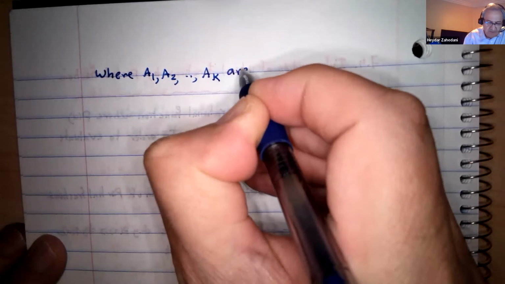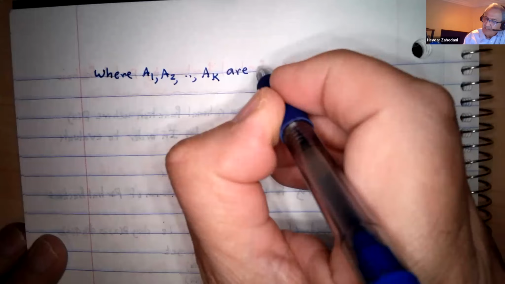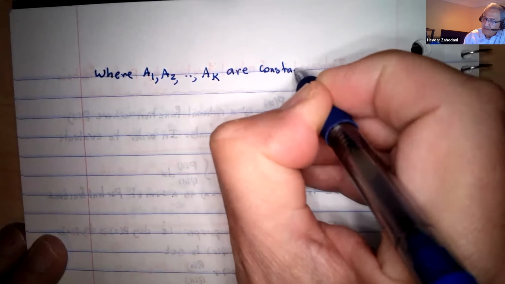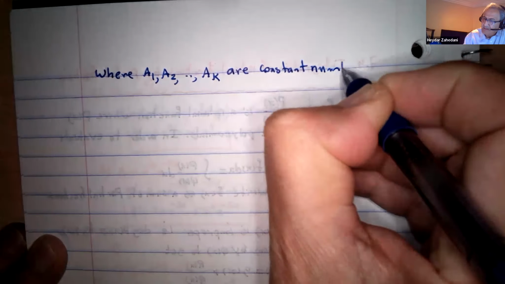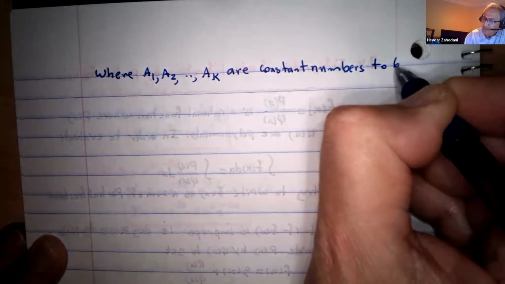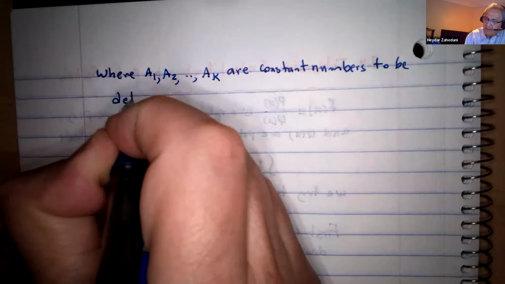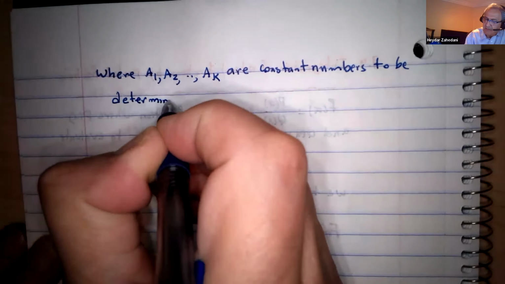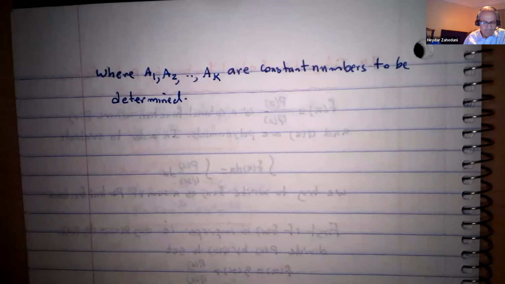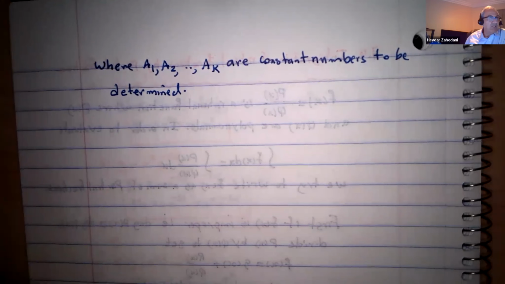Okay, so this is the case where A1, A2 up to AK are constant numbers to be determined. That's it. When you do it, you go back and easily you can find them.